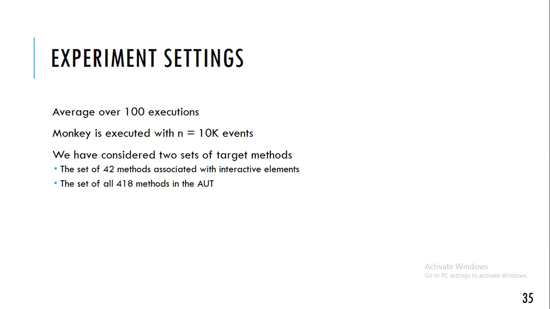Here is the setting of our experiment. We have repeated the experiment 100 times. Each monkey testing session generated 10k events, and we have computed HC and MC for two sets of methods. The first set is the 42 methods associated with the interactive elements, and the second one is all the 480 methods, 18 methods of the code.